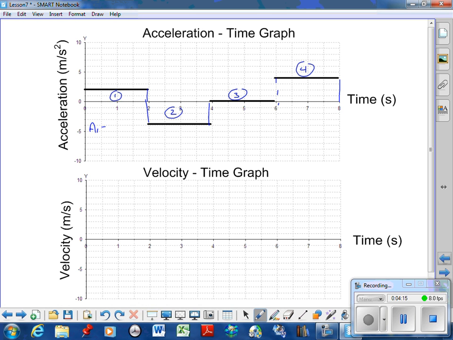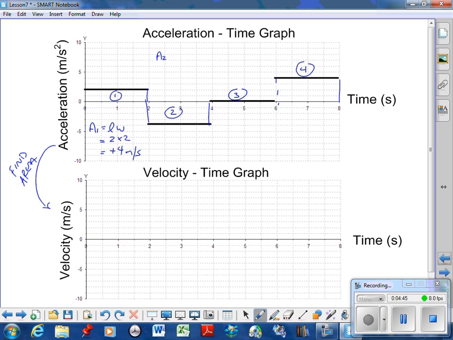So area 1, and again, it's all rectangles in this case, so it's length and width. So we are going the opposite direction. So that means we need to find area. It's the area under each segment. So here we would have 2 times 2. So it would be positive 4 meters per second this time. Now before, remember, we were finding the area from a VT graph. So we were getting meters. Now we're getting meters per second.